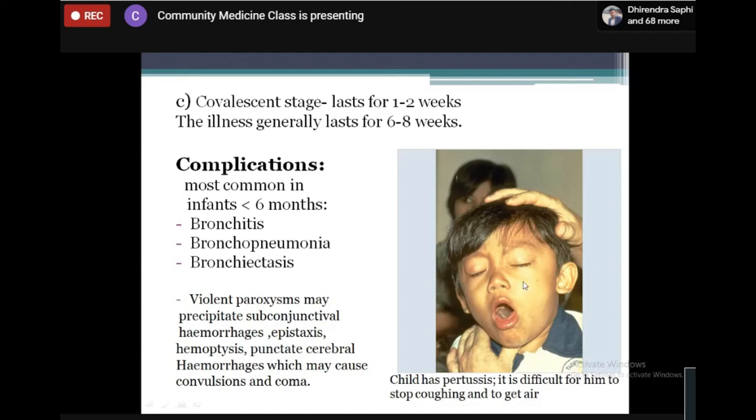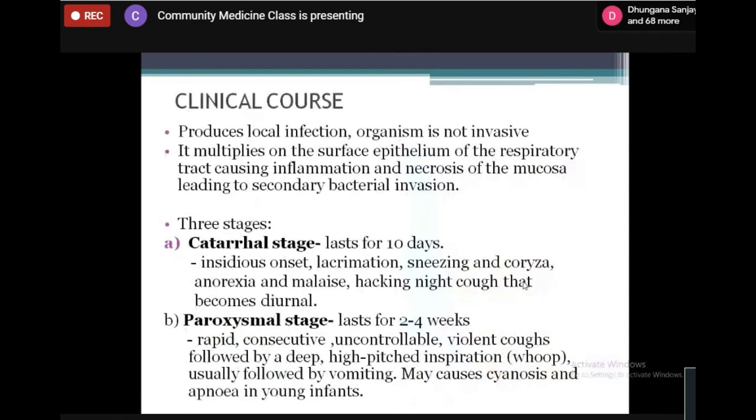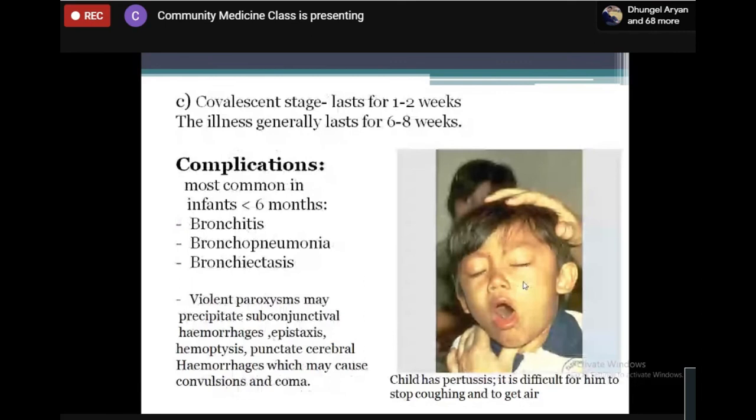The convalescent stage means the recovery stage, which lasts for 1 to 2 weeks, and the illness generally, while passing through the catarrhal, paroxysmal and convalescent stages, lasts for 6 to 8 weeks. But in some children, the cough may occur till 10 weeks or more. That's why it is called 100 days cough.